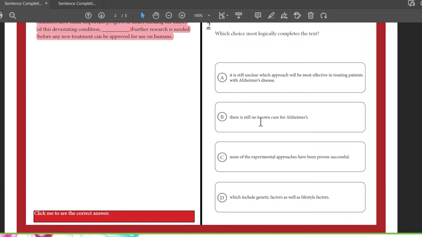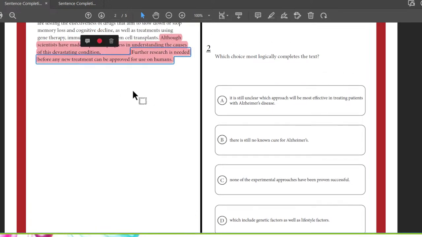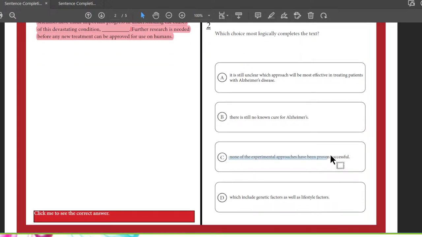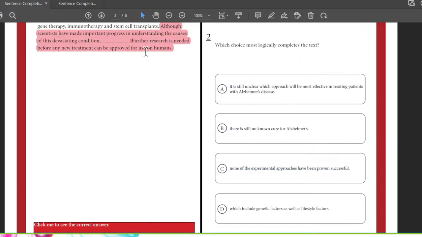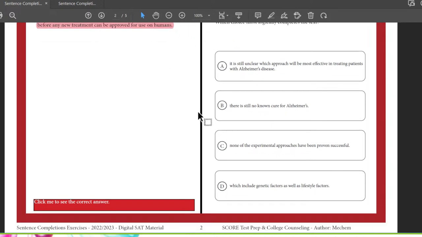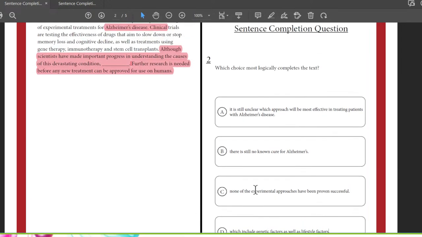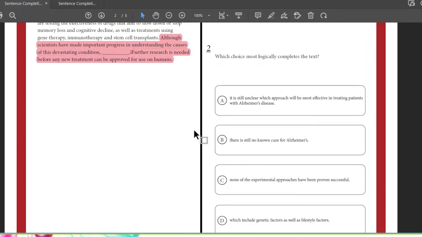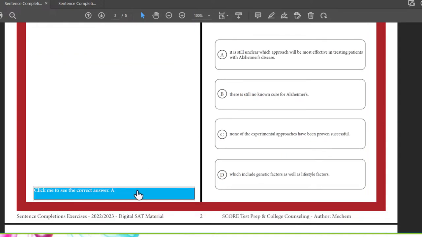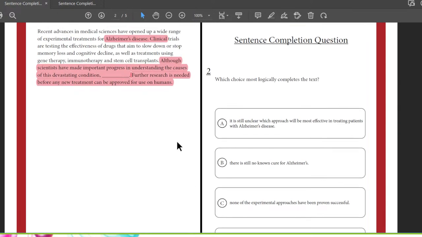Still no known cure. Yeah, that's probably true, but I don't think that's what we're talking about because we're talking about new treatments. None have proven successful. That doesn't match with this either because it would seem like you wouldn't do further research if none of them have been good. Which include genetic factor. Yeah, no, that doesn't make sense either because we're talking about new treatments. So yeah, I think when I said unclear, that just magically did it. I would say A. Okay, pretty straightforward.